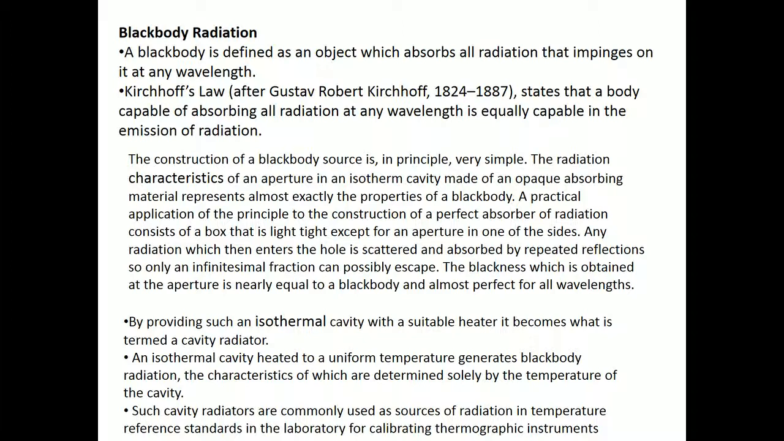By providing such an isothermal cavity with a suitable heater, it becomes what is called a cavity radiator. An isothermal cavity, when heated to a uniform temperature, generates black body radiation, the characteristics of which are determined solely by the temperature of the cavity. Such cavity radiators are commonly used as sources of radiation in temperature reference standards for calibrating thermographic equipment. So, you need a black body to basically calibrate.